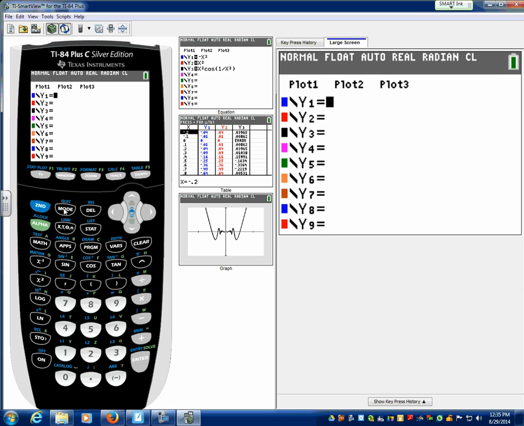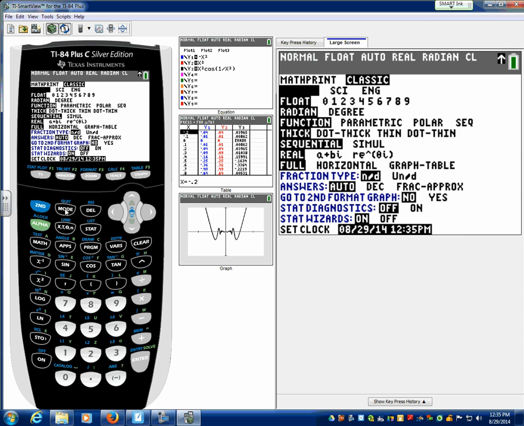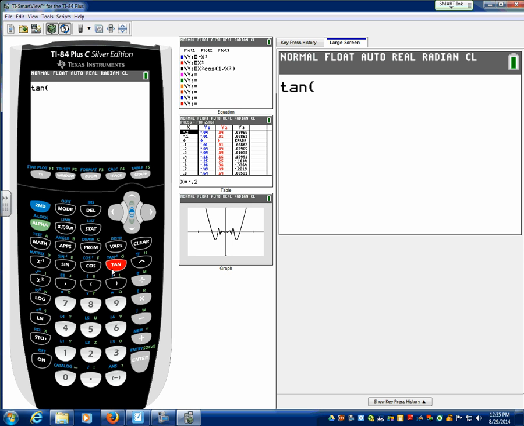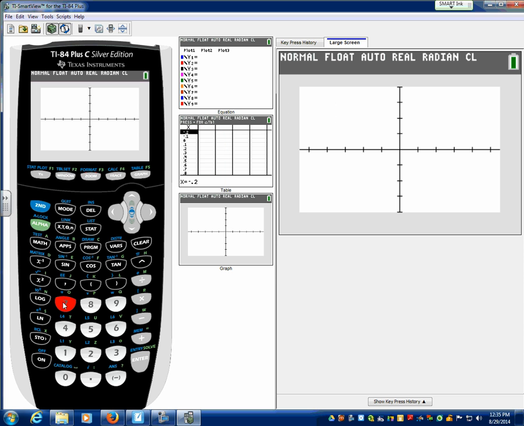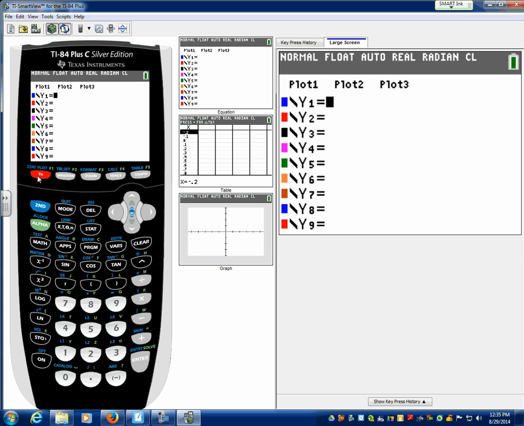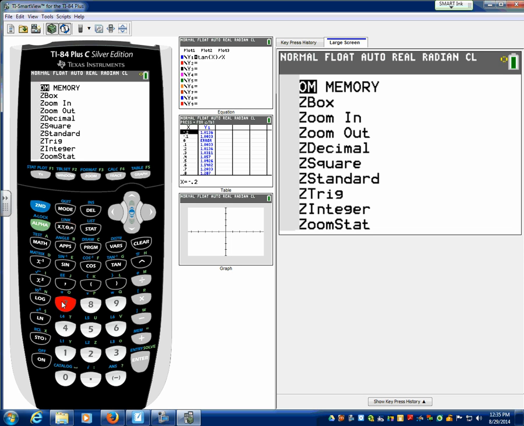Make sure I'm in the right mode here. That's good. So tangent of x divided by x, and then hit zoom. I like to use Z-trig if I have trig functions involved. Let me try that again. Tangent of x divided by x. You can go to zoom, number 7.